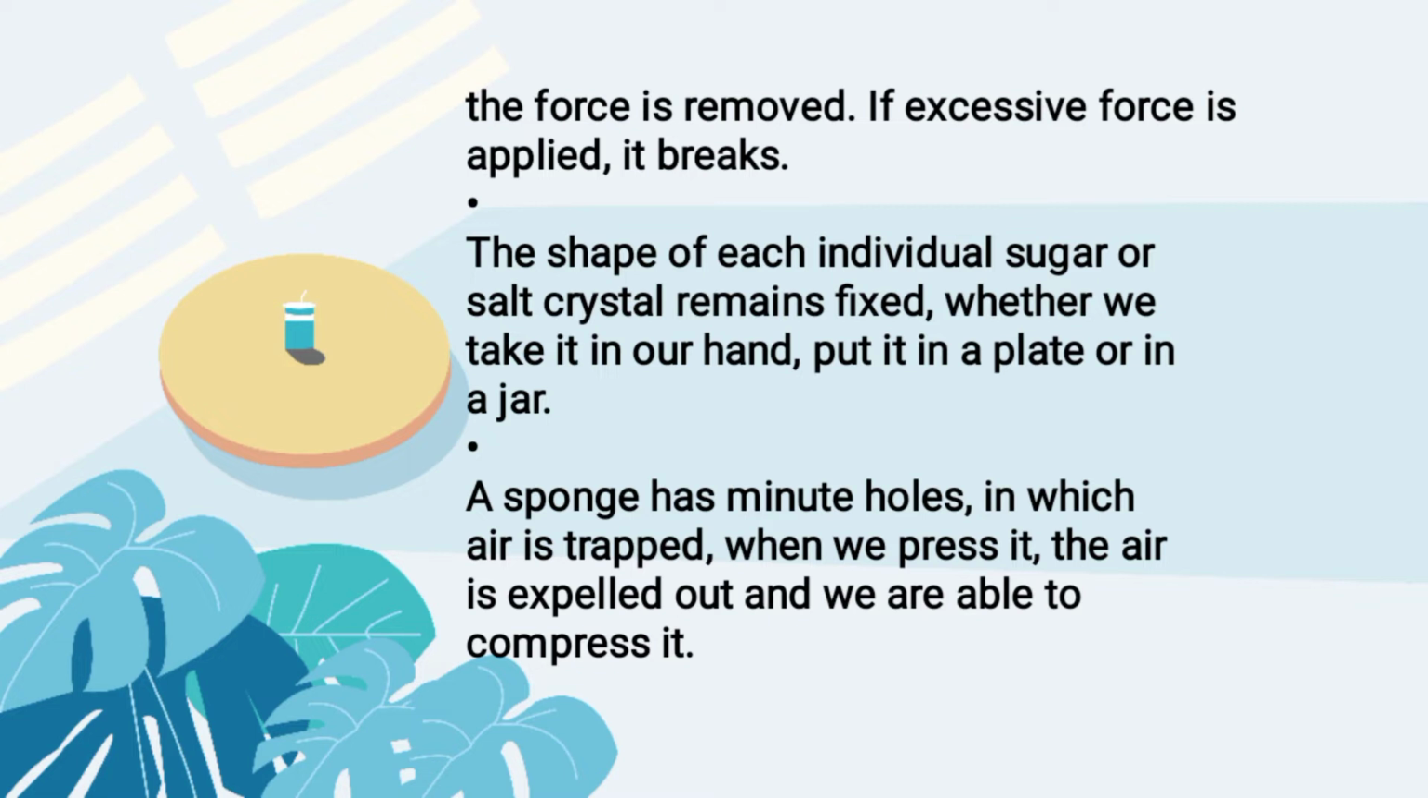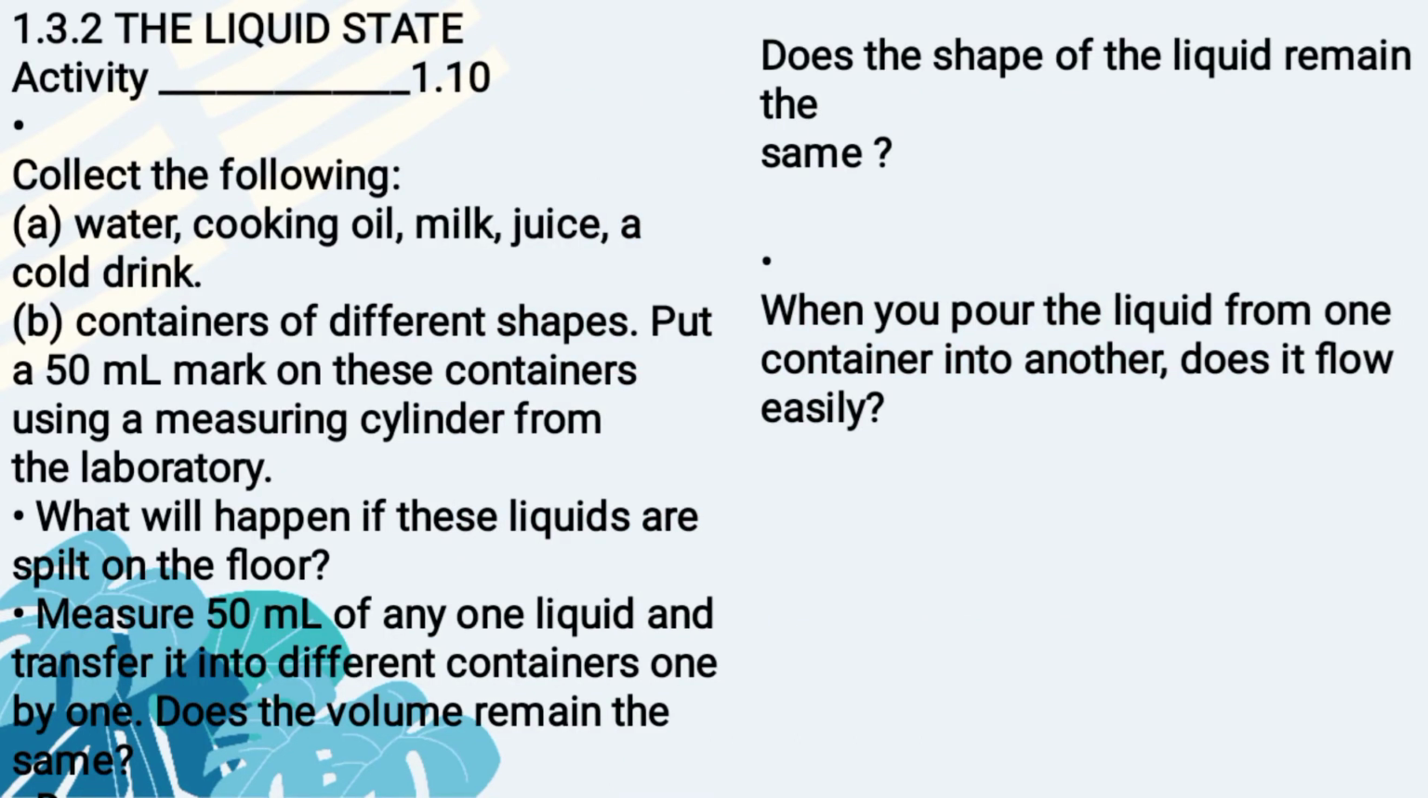A sponge has minute holes in which air is trapped. When we press it, the air is expelled out and we are able to compress it. Why does it happen? A sponge has some small holes in it. So when you compress it, the air present in the holes is expelled out, and you are able to compress it. So these were the three exceptions of the solid state.